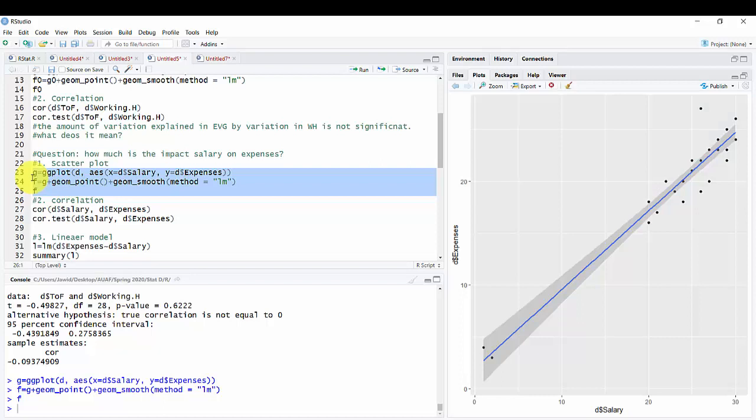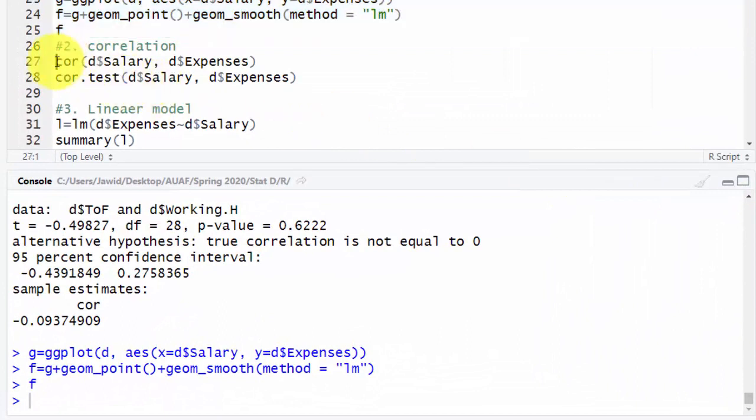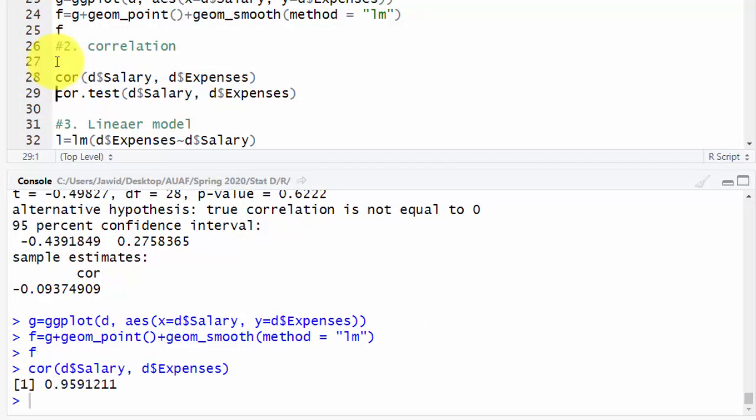Now you can see the gray area around the fitted line. It's very small, it's very tiny. We see that the points, the observed values, are very close to the fitted values, which is the blue line. Now I go ahead with the calculation of correlation. Correlation is 0.96, which is 96%, a very high correlation.